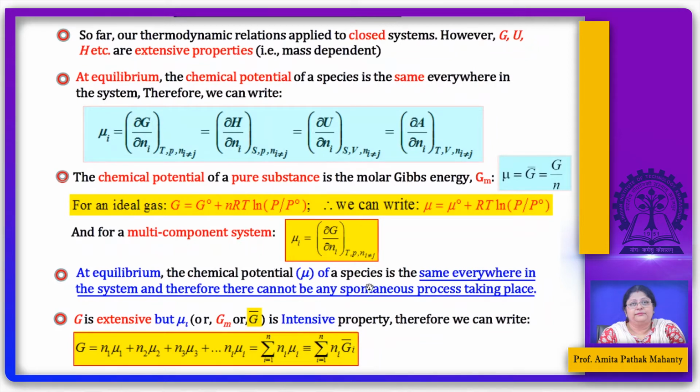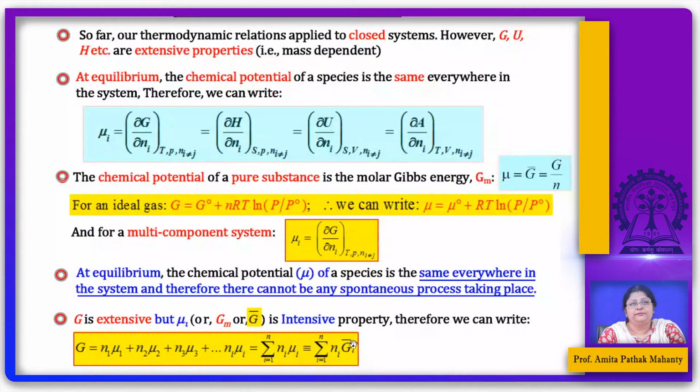So the chemical potential of a species is constant everywhere in the system, that we have already said. G is an extensive property, while the chemical potential, or the molar Gibbs free energy, is an intensive property. If that is so, we can write the total G as the moles of species 1 into the chemical potential of 1, plus the number of moles of the second and the chemical potential of the second, and so on and so forth. In other words, the number of moles of each species multiplied by its chemical potential, summed over all the species, is the total value of G. Or we can replace the chemical potential by the molar Gibbs free energy.